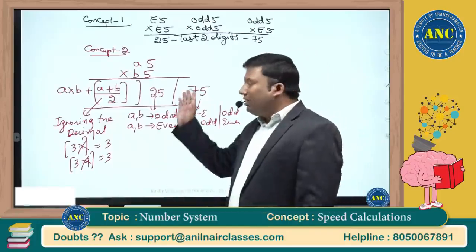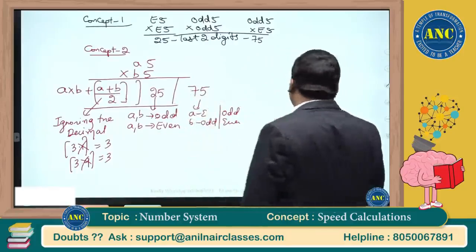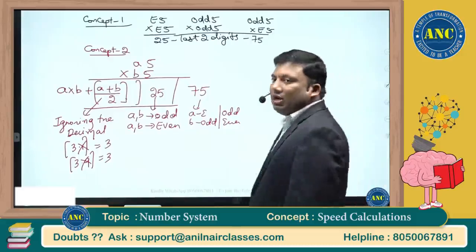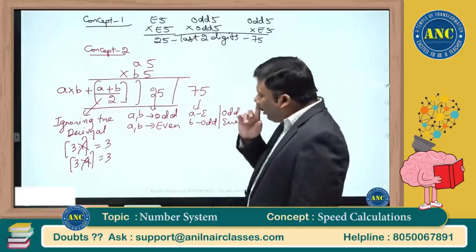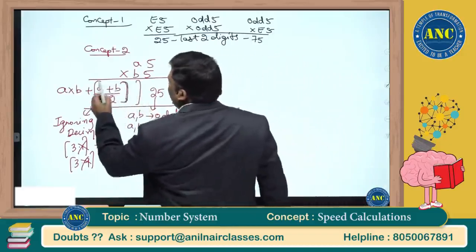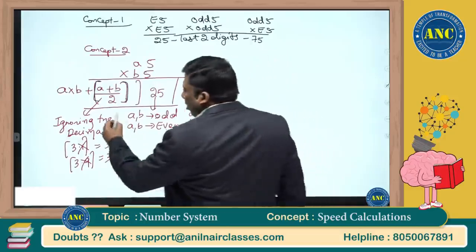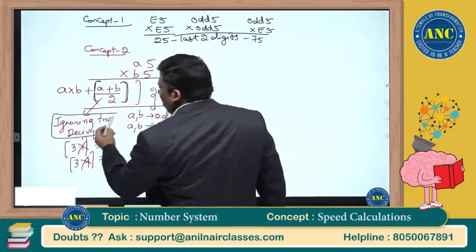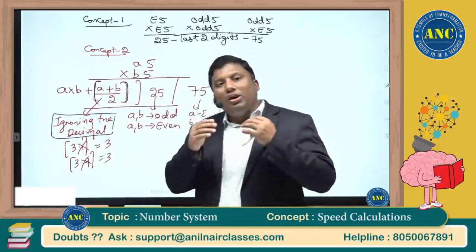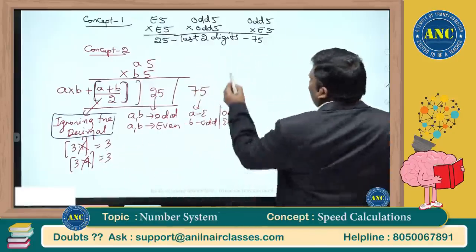A5 into B5. In the previous concept 1, we discussed the last two digits of a number. Now we will discuss the entire number: A into B plus (A plus B) by 2, followed by 25 or 75. In mathematical language this is the greatest integer function. In simple non-mathematical language, ignore the decimals, remove everything after the dot.